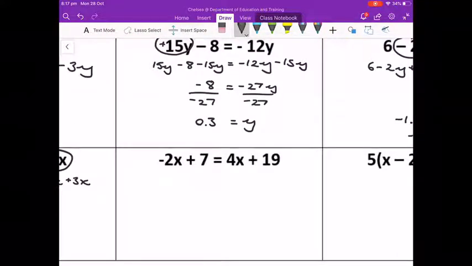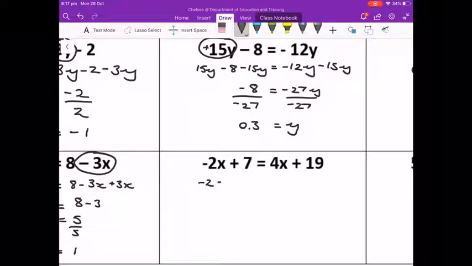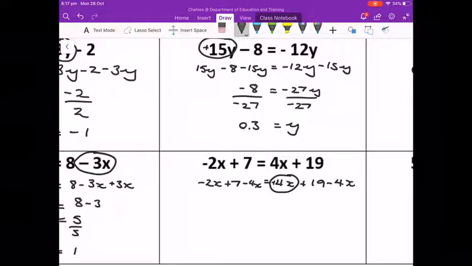Negative 2x plus 7 equals 4x plus 19. I'm going to do the exact same thing as before and get the pronumerals on the left. So I'm going to move the positive 4x. The opposite is taking 4x from both sides. Now 4x take 4x equals 0, so we're left with 19 on the right. We need to find our like terms. Negative 2x take 4x is negative 6x.